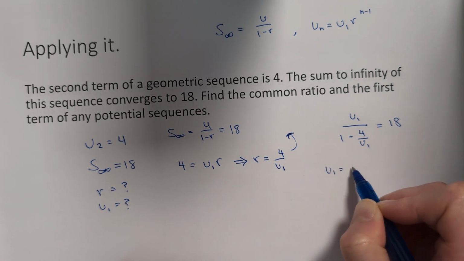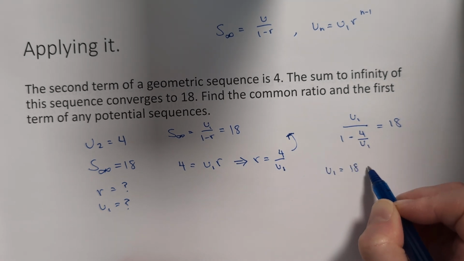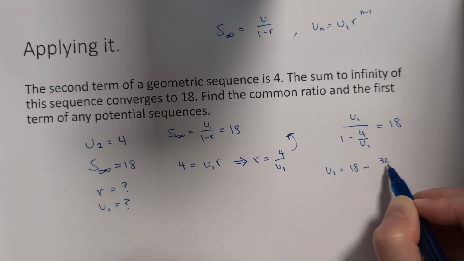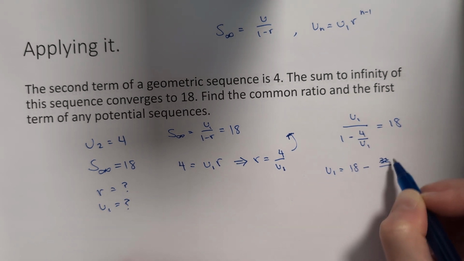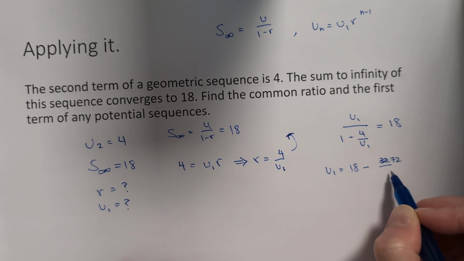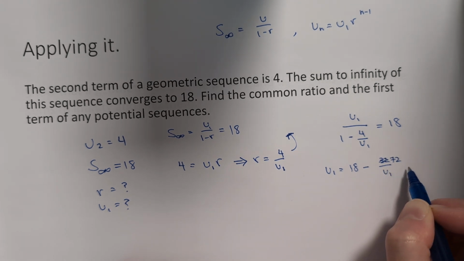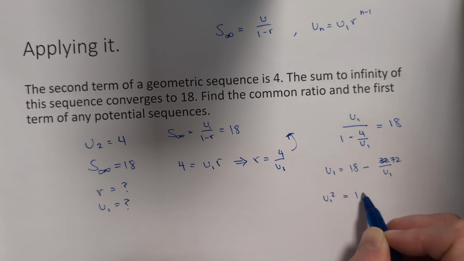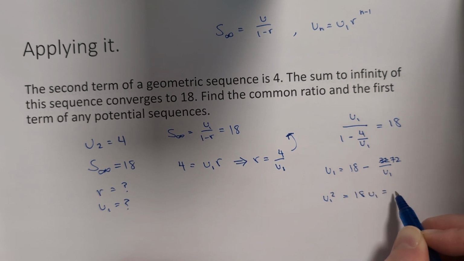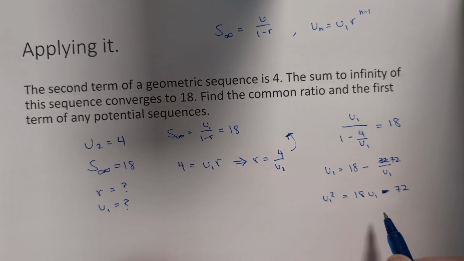u sub 1 equals 18 times 1 minus 4 over u sub 1. That's 18 minus, excuse me, that's 9 times 8, 72, over u sub 1. Multiply both sides by u sub 1 to get rid of that fraction. I have u sub 1 squared equals 18 u sub 1 minus 72. This is a hidden quadratic.